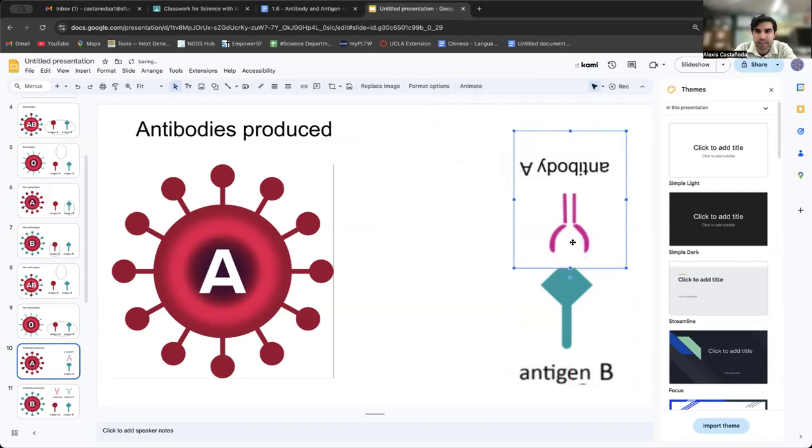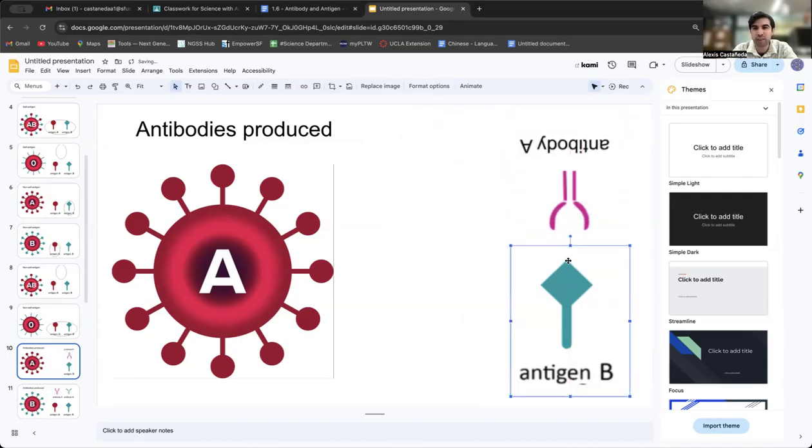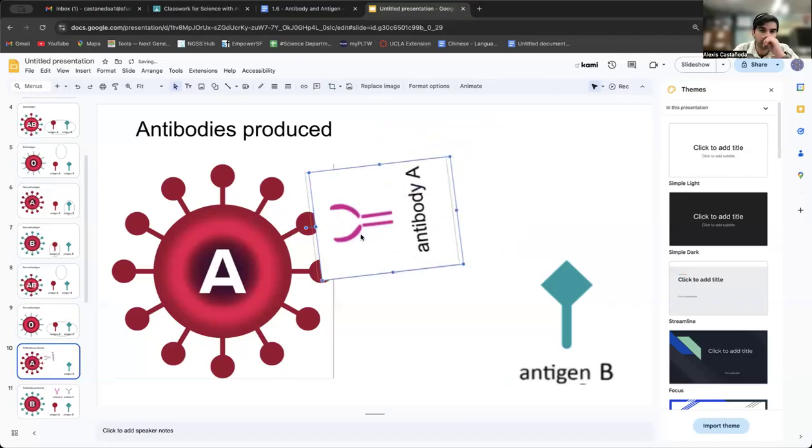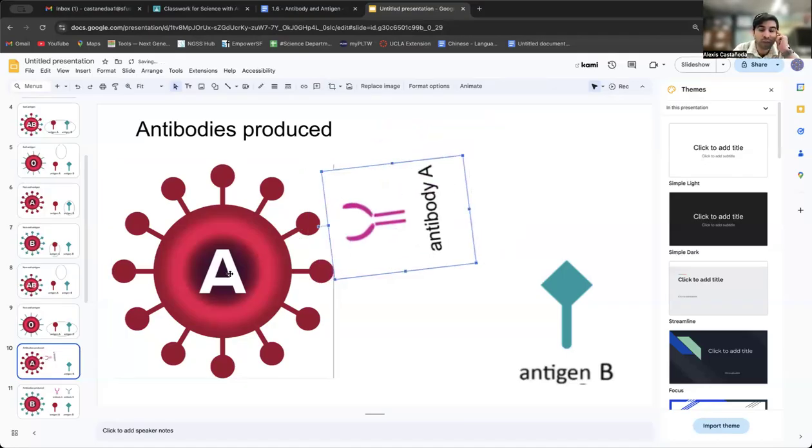This antibody and this antigen do not match, right? They do not fit with each other. So that means that if I'm blood type A, I'm not going to form antibody A, because it's not going to eliminate my enemy. Actually, what it will do is this antibody A can actually fit on the actual blood type. We do not want to do that.